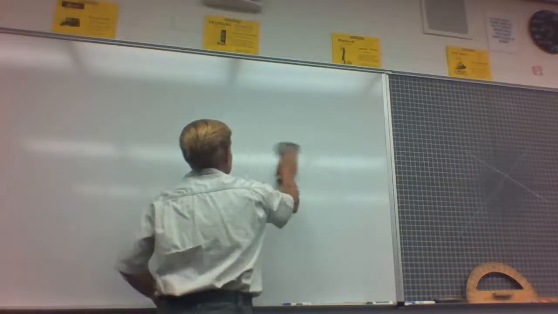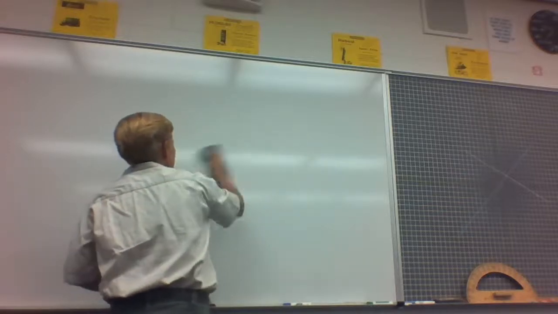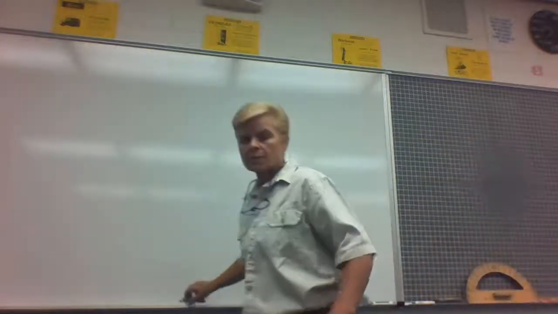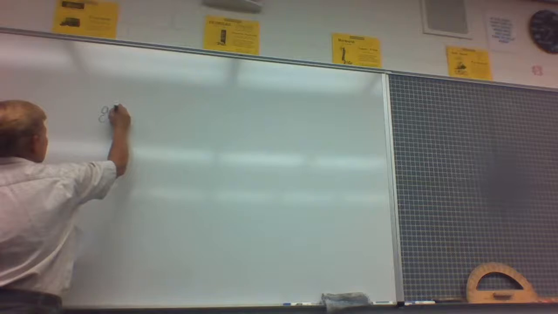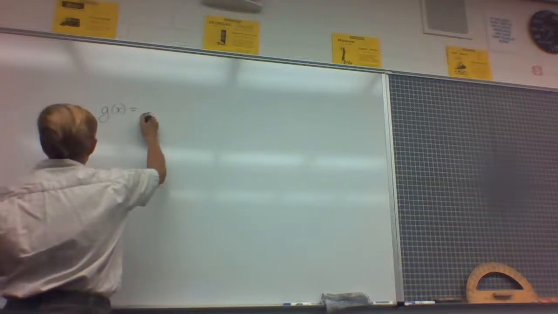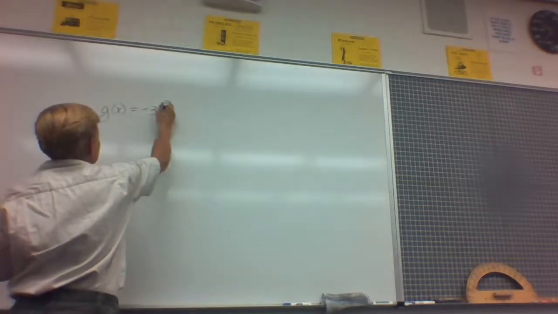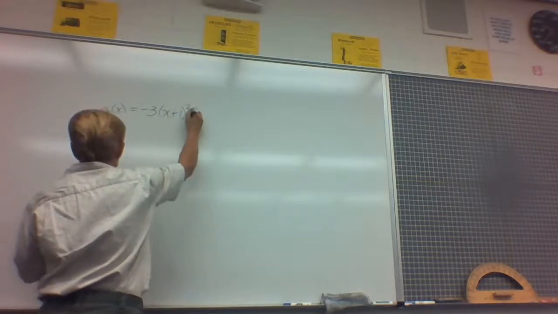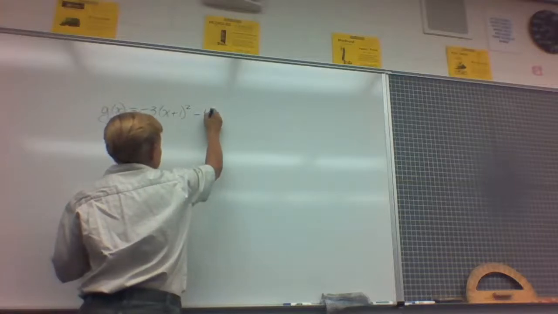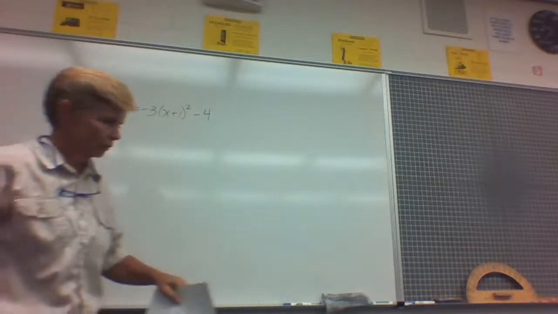So, the next one is under the very same instructions, so we'll clear our graph for a new grid, and the next one looks something like this. Number 2 is g of x equals -3 times (x plus 1) squared minus 4. That's going to be a rough one.